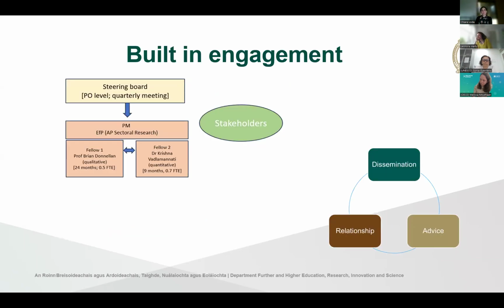About the built-in engagement, that is about how we made sure that findings were communicated to the policy units in a timely manner. We are talking about the tertiary system, how it impacts innovation in the workplace. It's something huge. It is relevant for our innovation division, for our higher education division, further education division. So all the relevant people had to be informed.